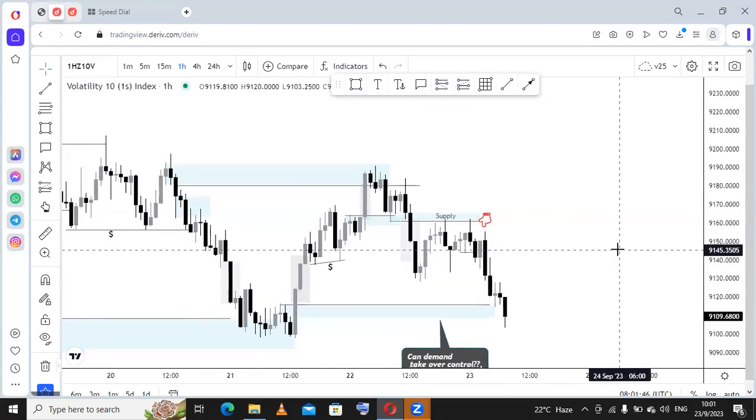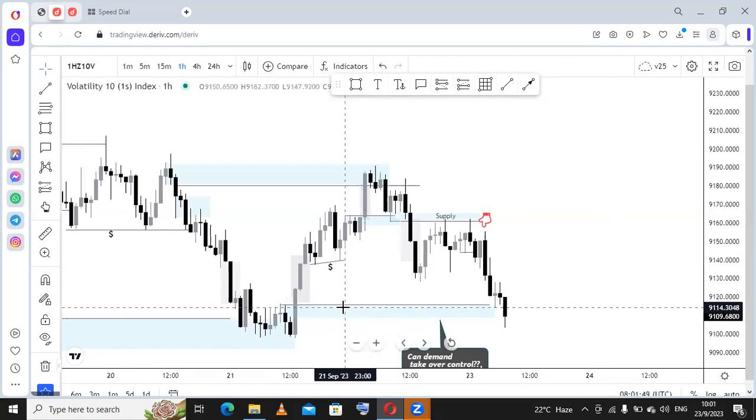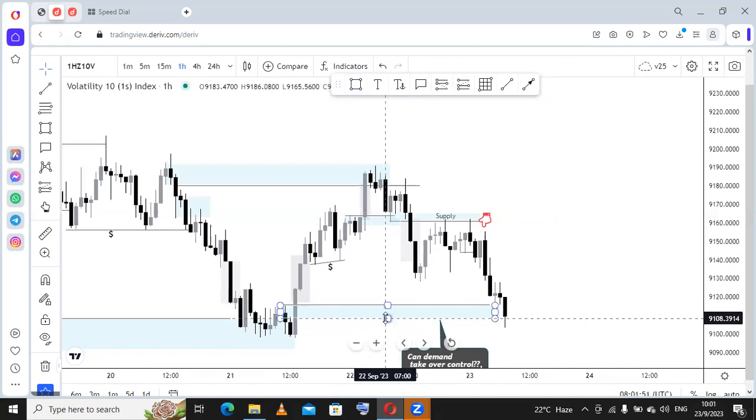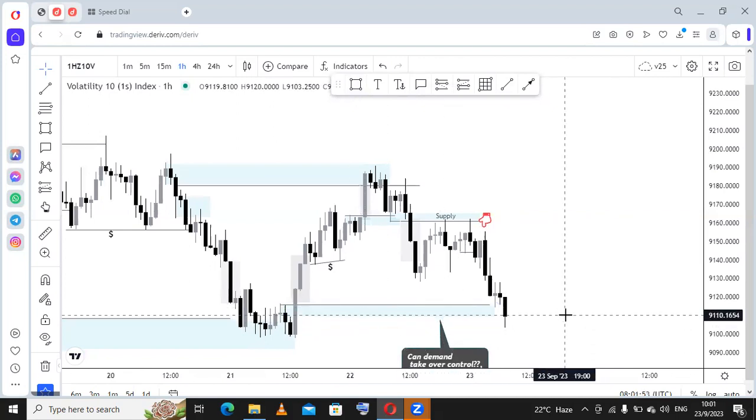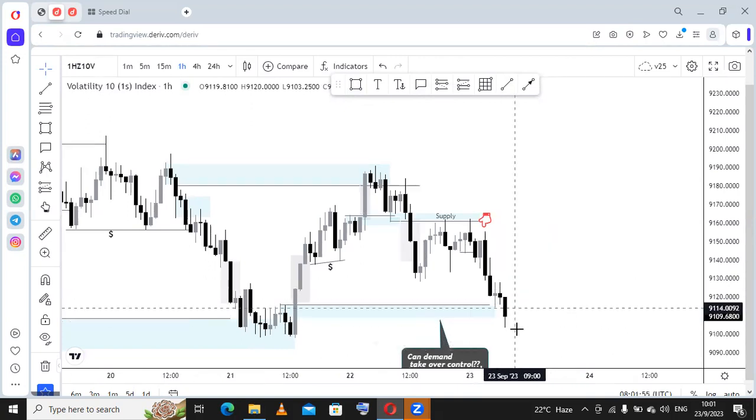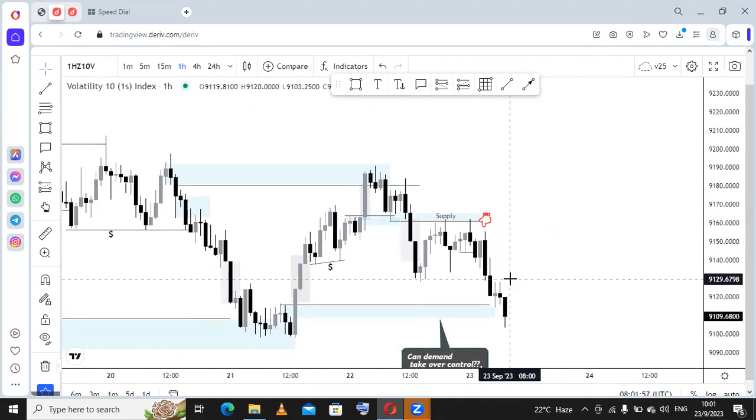So now we are in another reaction zone. So we're just waiting to see what happens in this reaction zone. Is the price going to violate it, or is the price going to respect it? If it's respected, we look for the same pattern on the lower time frame to look for buys.